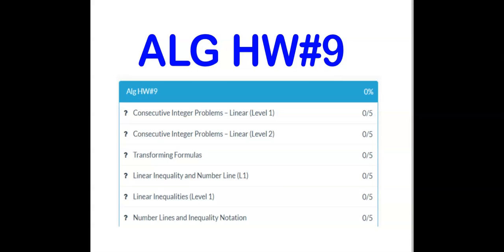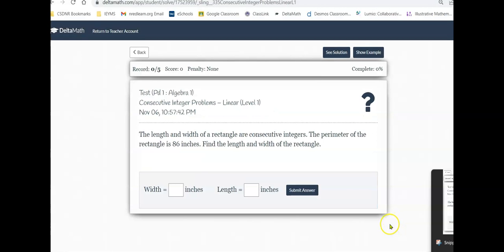This tutorial will help you to complete the questions on homework number 9. Let's take a look at our first question here. The length and width of a rectangle are consecutive integers. The perimeter of the rectangle is 86 inches. Find the length and width of the rectangle.